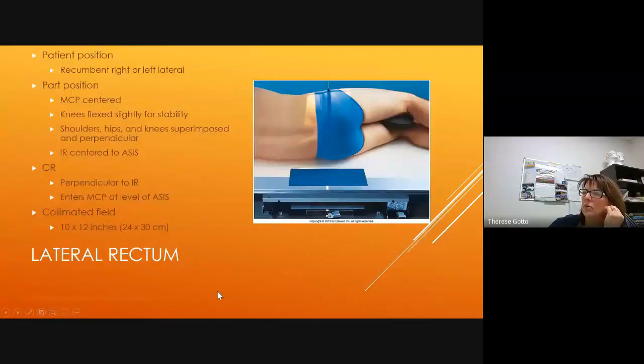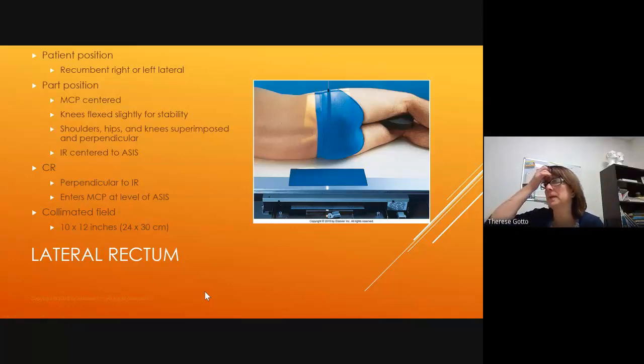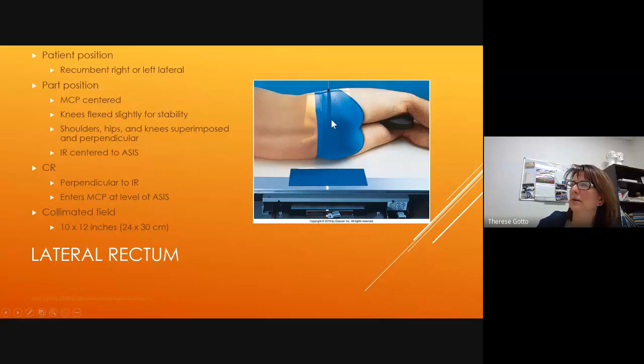Okay, then a lateral rectum. So remember, we put our lead blocker for the lateral rectum just like we do for our L-spine spots, okay, and our L-spine laterals. That is to make a better image and get rid of some scatter, okay? So you're going to have them in a true lateral. They can be right or left, whatever the protocol is, okay?